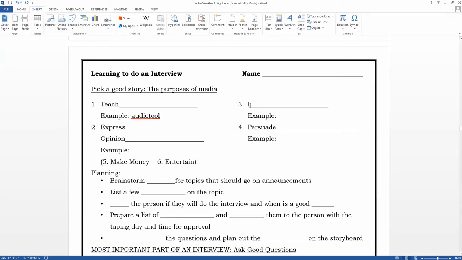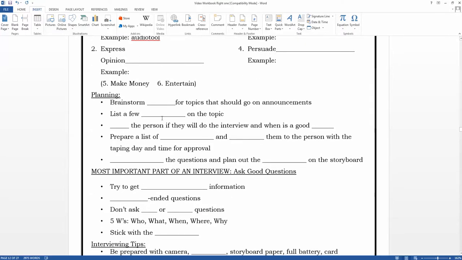All right, and then the other purpose of media is just to inform, just to give information about something. So maybe we're doing an interview to let them know about what PBIS is, the PBIS lessons that we do on Wednesdays, or other type of just an interview that's giving information. For these, I'm not going to write them in, so please make sure that you are following along.